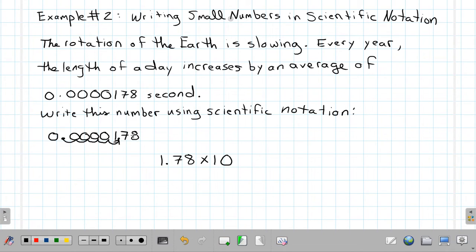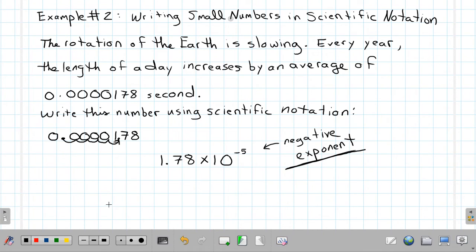Well, we moved it to the right 5 spaces, so the exponent here should be a positive 5. Well, this is once again where you need to really think about it. We're going from a really small number to the number 1.78. So in this case, we want to take this 1.78 when we multiply it times 10 to the whatever exponent. We want to make this number smaller. Okay. So in this case, we're starting off with a small number. That means our exponent actually has to be negative, a negative 5. So negative exponent.